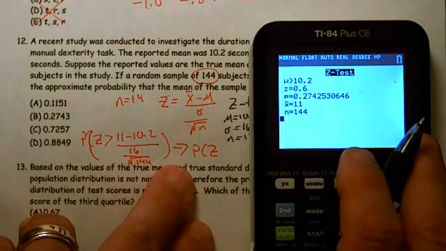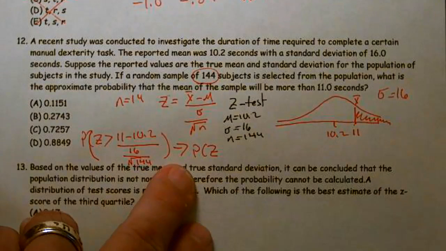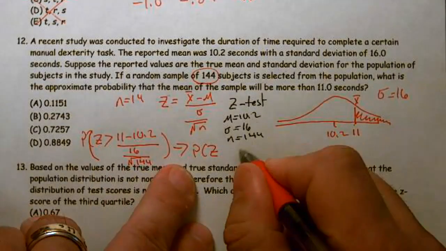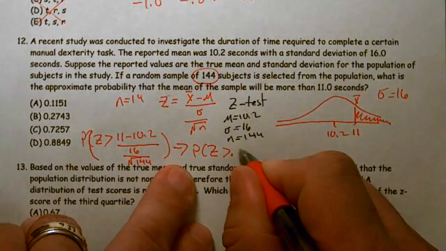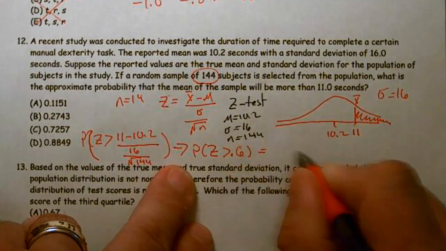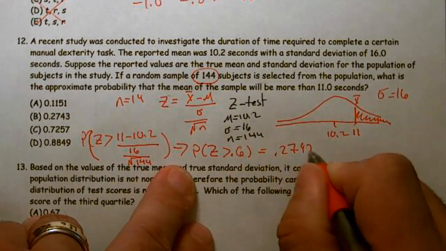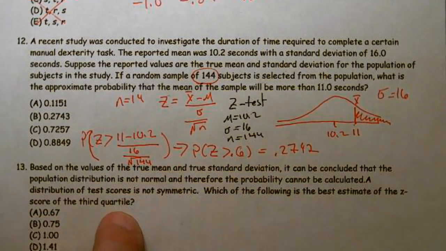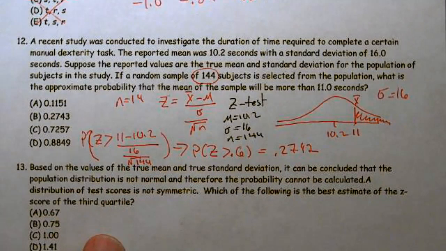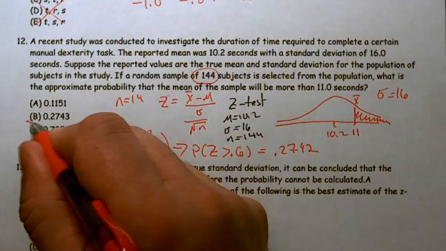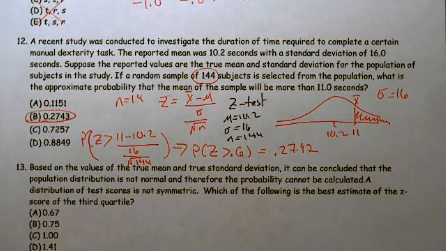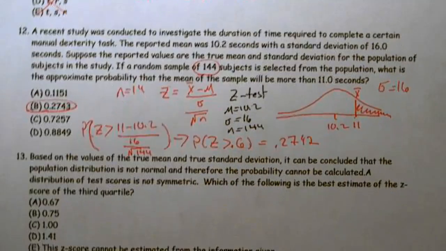So we want the probability that Z is greater than 0.6, which equals 0.2742. And in that case, our best answer is going to be letter B. All right.